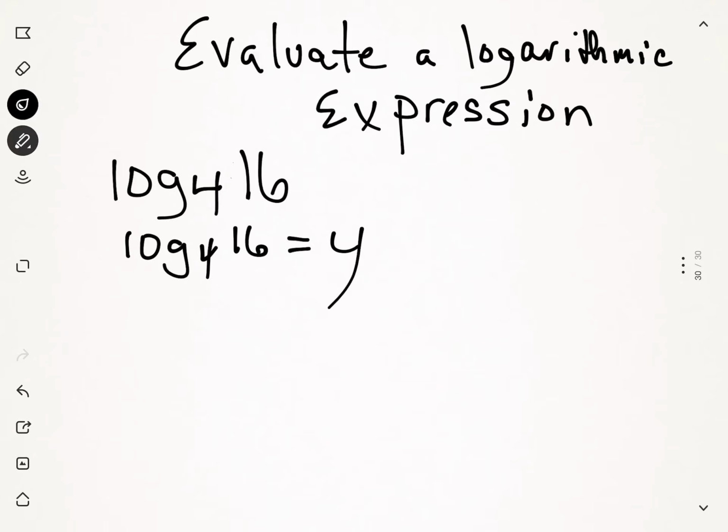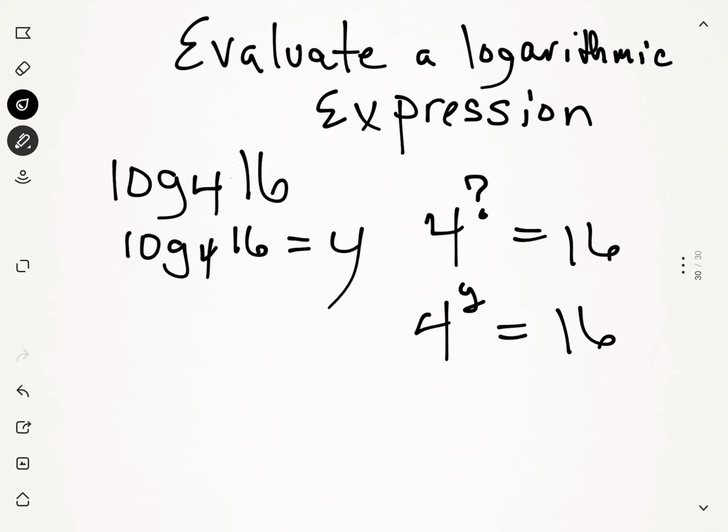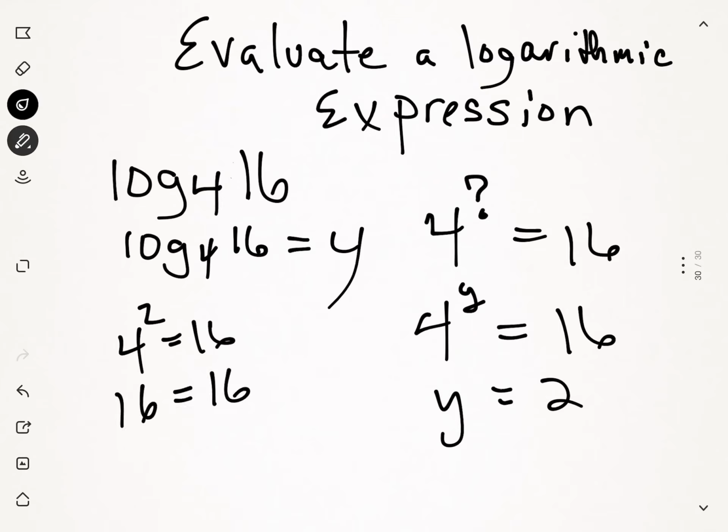So what are we saying? That is 4 to some power equals 16. So we already know the answer to this, that y has to be equal to 2. So really, I could write 4 to the y is 16. So we can tell that y equals 2 by inspection. And you can check it. 4 squared is 16, so 16 equals 16.